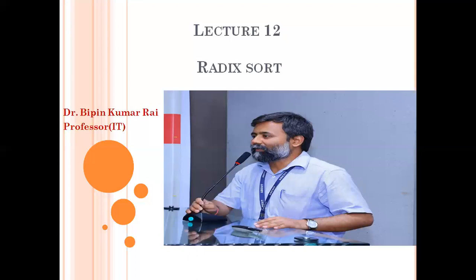Suppose we are sorting numbers. In decimal numbers we have 0 to 9, so in any digit there may be 0, 1, 2 to 9, so a total of 10 values. If we are using alphabets, in English we have 26 alphabets, so the value of radix, or we can say bins, is 26. That's why the name of this algorithm is radix.